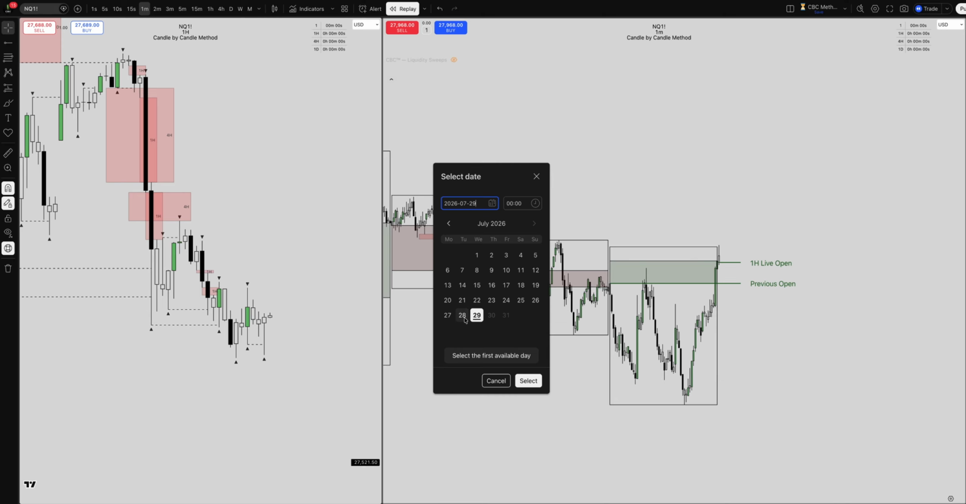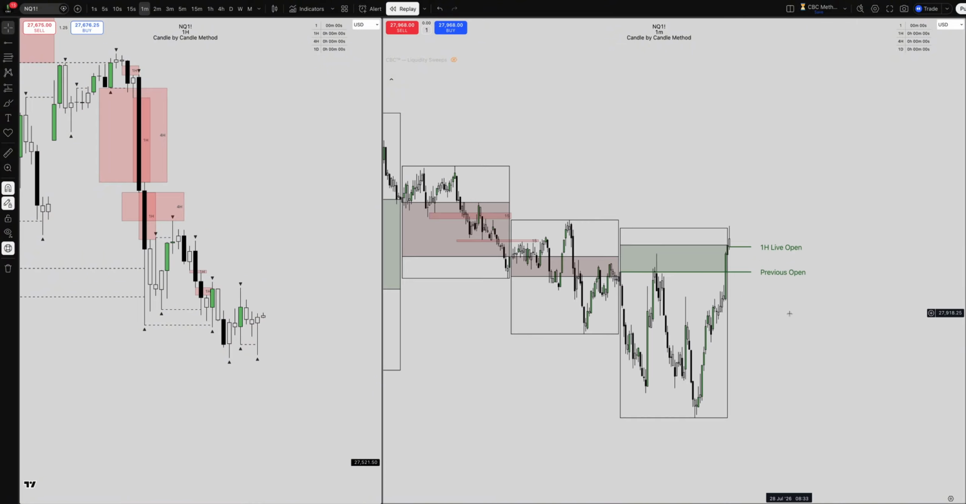So today we are going to backtest the 28th of July, and we're going to start out at 8 a.m., right? Since the volatility comes in at that time, I'm going to show you how we decide to play the continuations based off 1 hour candle opens, right?